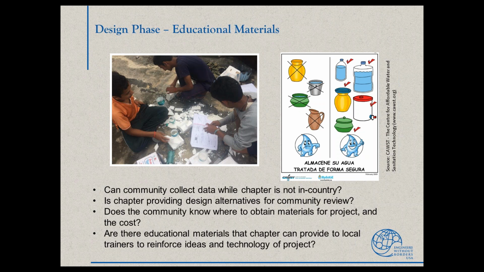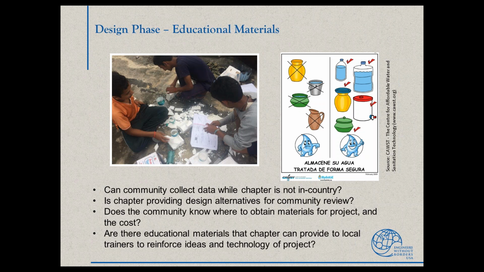Other things that I've seen are ways that community members can help during this design phase. The first one is collecting data while the chapter is not in country. For instance, if you're working on a water supply project and you're trying to get an understanding of the seasonal variations in the water supply, train someone in the community on the water committee on how to take flow measurements, and then they can continue to take those flow measurements once your team has left. They can also help you investigate material, where to purchase it, and the cost.